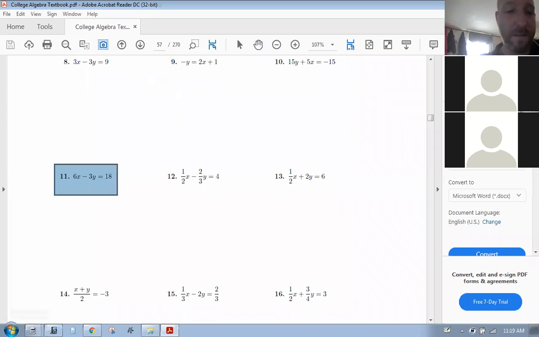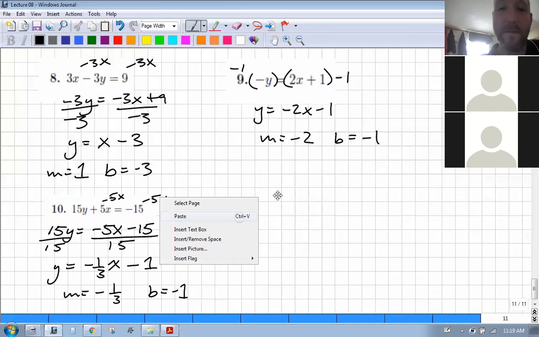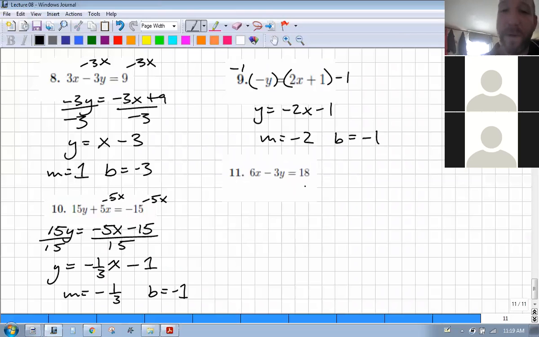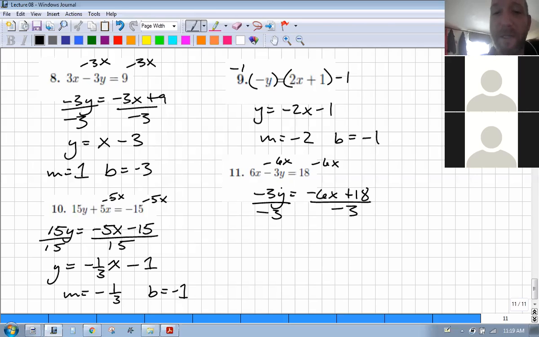So we're going to do a lot of these, okay? Getting y by itself, let's subtract 6x from both sides. We have negative 3y equals negative 6x plus 18. Divide everything by negative 3. So we get y equals negative 6 over negative 3 is a positive 2. 18 over negative 3 is a negative 6. So m here is 2 and b is negative 6.